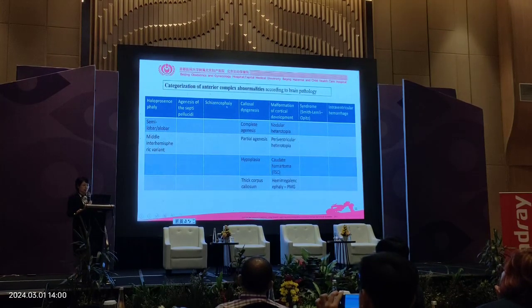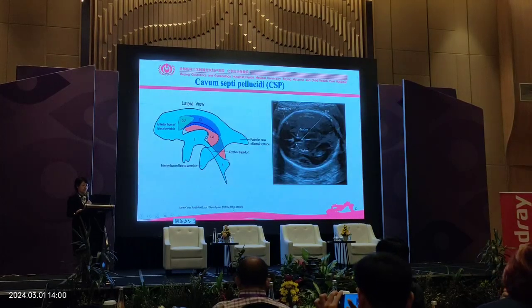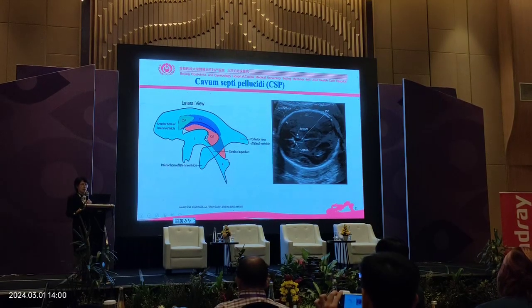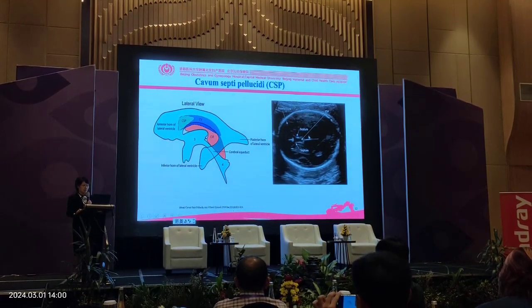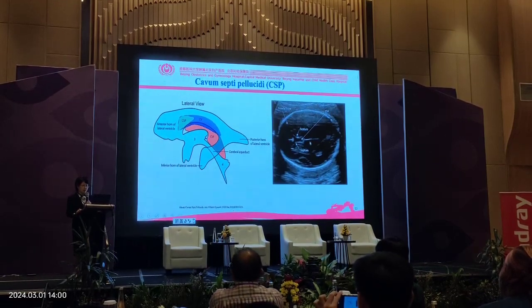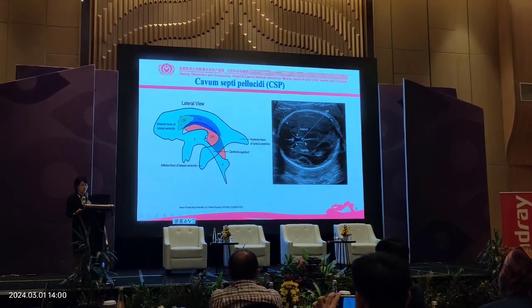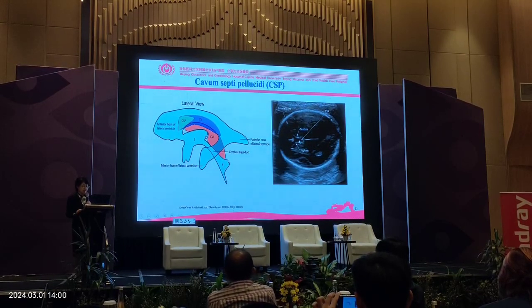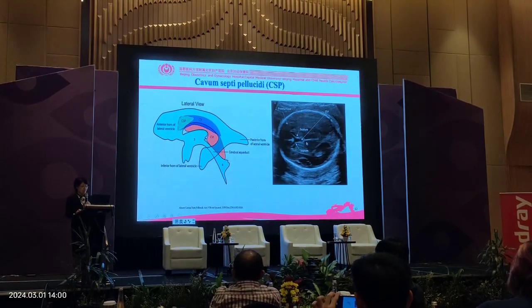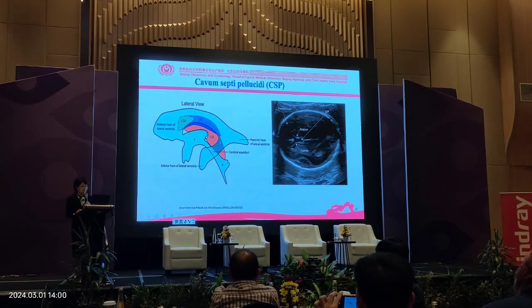So, firstly, I will introduce the cavum septi pellucidi. The CSP is a small but important structure in the fetal brain. It's a midline fluid-filled structure, closed, but we can distinguish it from the ventricular system. We can see the septum here.